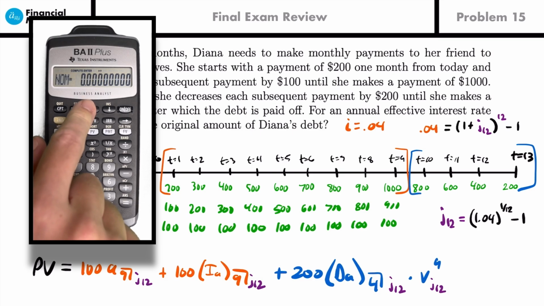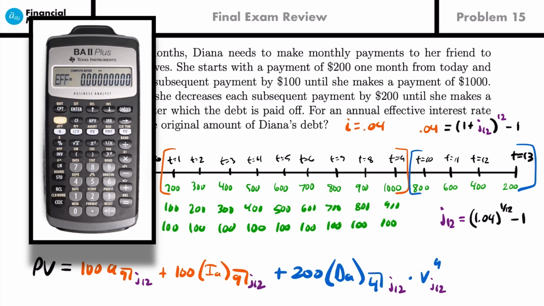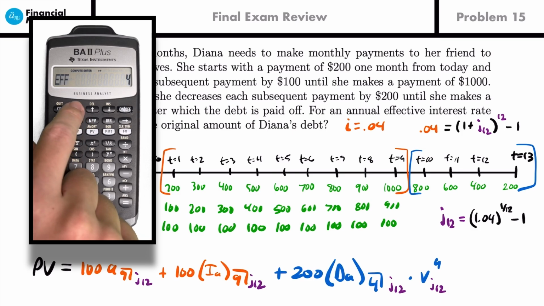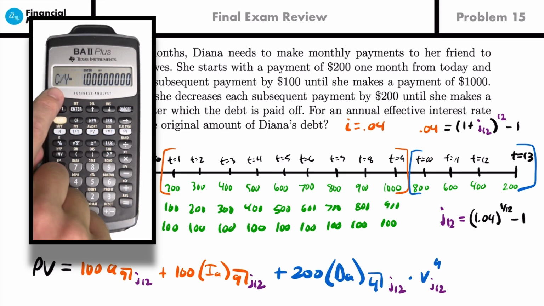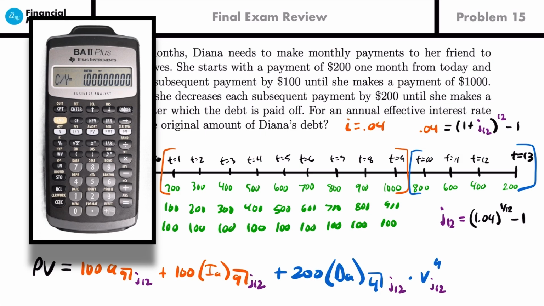And in here, you would want to go up to effective, put in 4%, because that was what the annual effective interest rate was that we got. Go down to C/Y. That tells you how many times you want your new rate to be compounded per year. So I'll put in 12 for monthly. Then go down and hit compute.